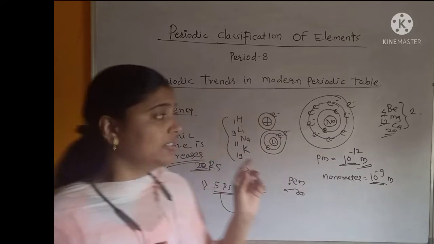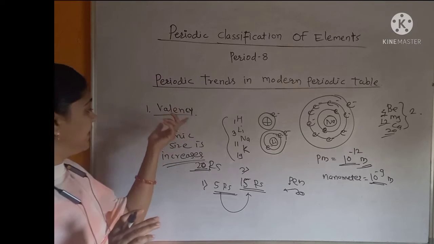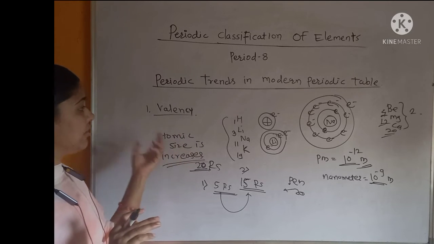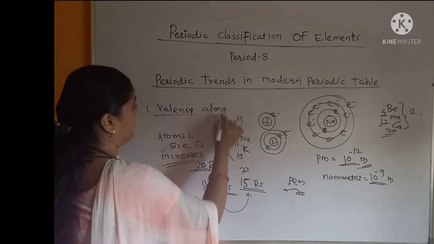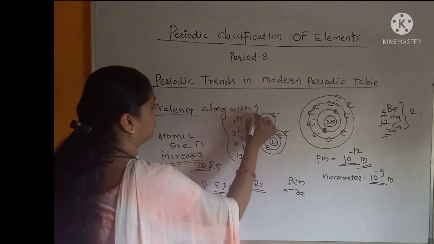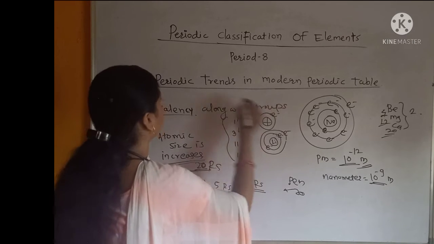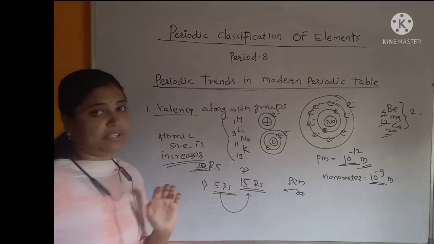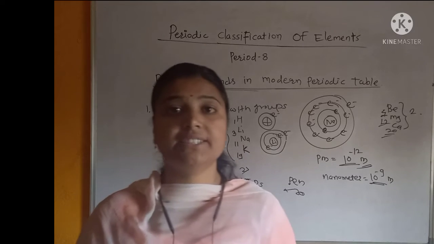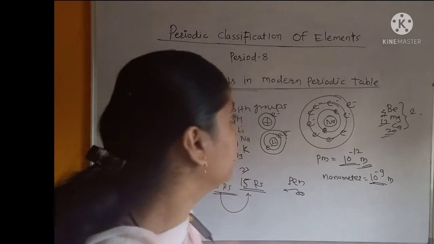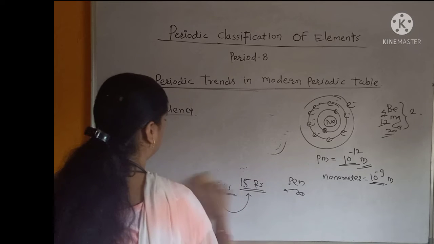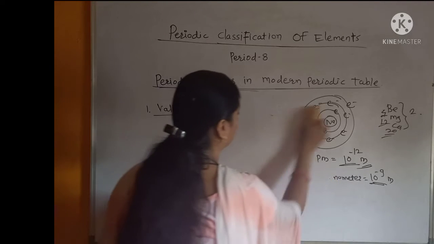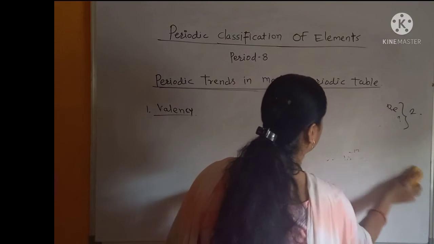This is the first property, the valency and atomic size along groups. This is the first periodic trend in the periodic table. Then, when we see the electronic configuration along periods, what changes happen along groups and along periods?